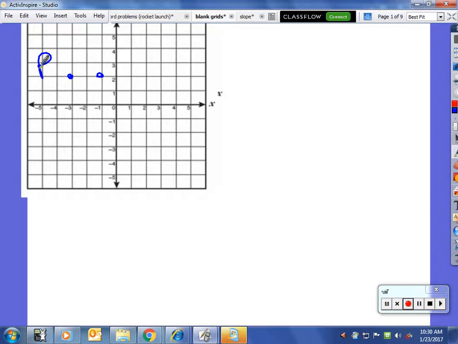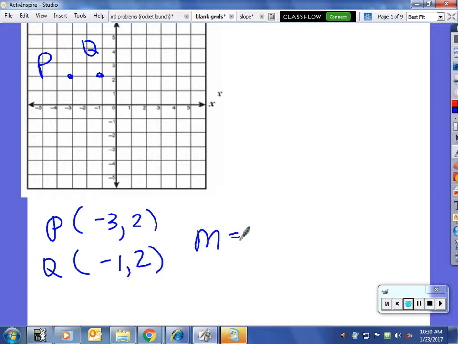Alright, I'm thinking of 2 points. Pretend like you can't see a picture of them. Point P is at -3, +2. Point Q is at -1, +2. And your job is to find the slope and describe this line for me, please.